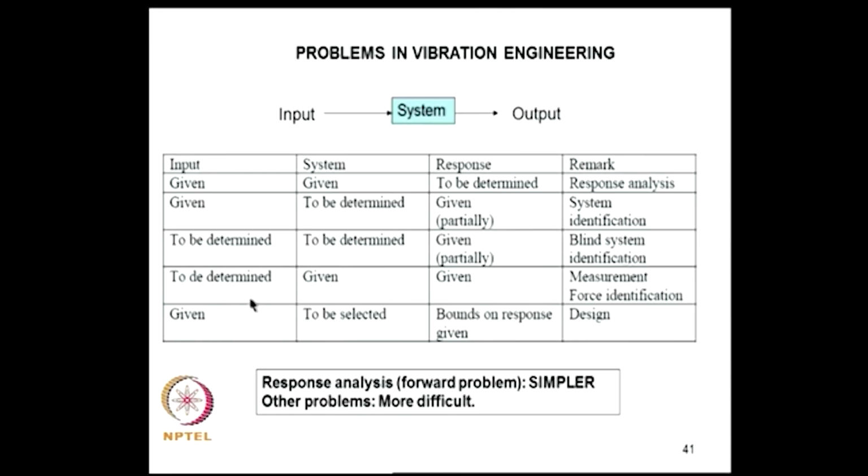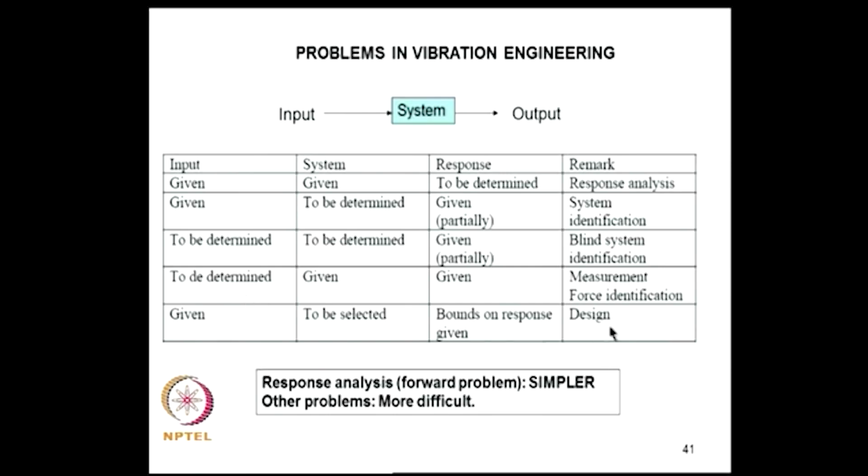Now, if the input is not given and the system is known and the response is known, the unknown will be the applied input. So, this is a problem of force identification, or it is also a problem of measurement. This is a principle on which a sensor would work. In a sensor we know the system characteristics and the response of the sensor, but we will not know what is causing the sensor to produce an output.